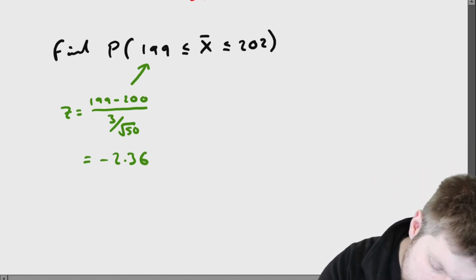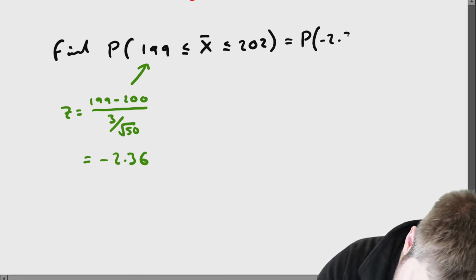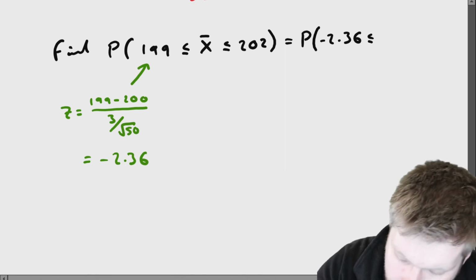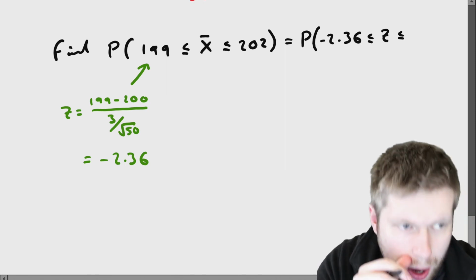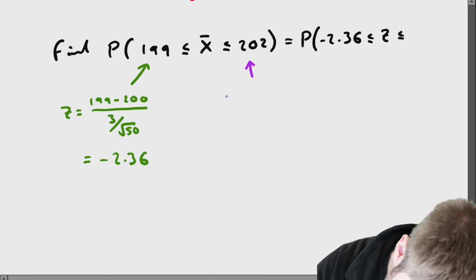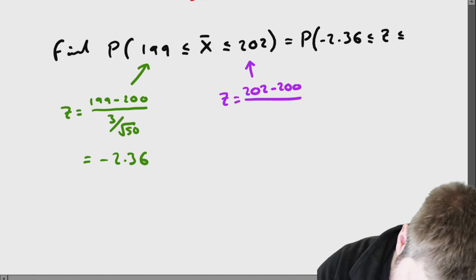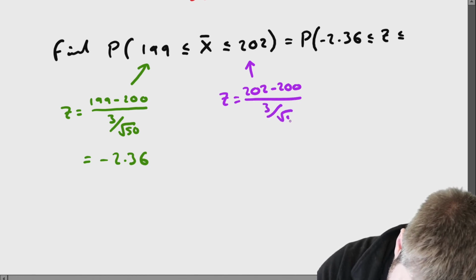So when I standardize this, I'm basically saying, okay, I'm looking for a value between negative 2.36 standard deviations of the mean. And I just need to find my upper unit of standard deviation. So I now need to standardize this one. That's 202 minus 200 divided by my standard error, which is 3 over root 50.